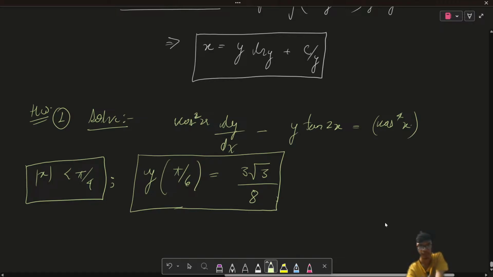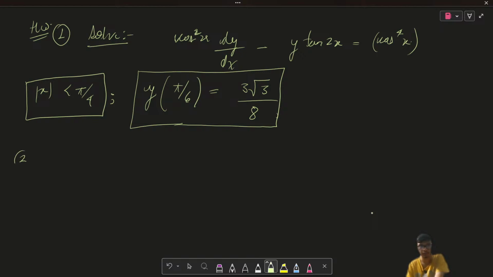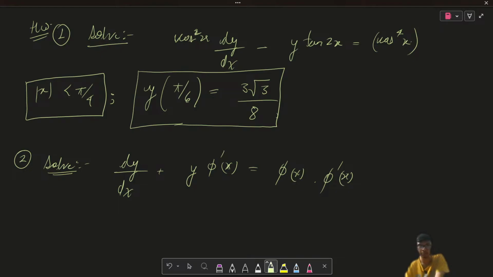And another problem is like this. The second homework problem: please try to solve this differential equation, that is dy upon dx is equal to y phi dash of x plus phi of x into phi dash of x. Please try to solve this problem where phi is any given function. Okay, phi is a given function. Please try to solve this differential equation. So these are the two homework problems.